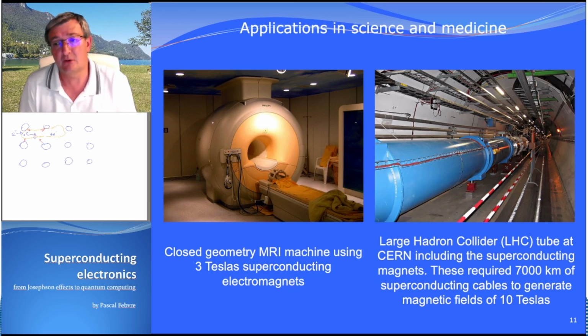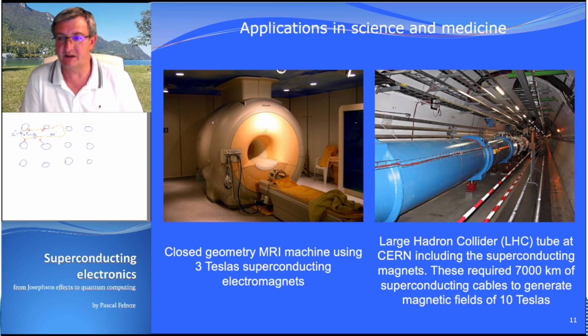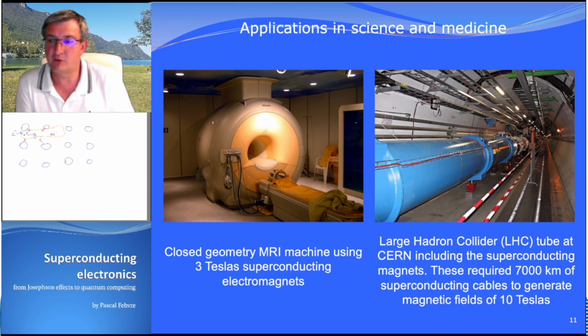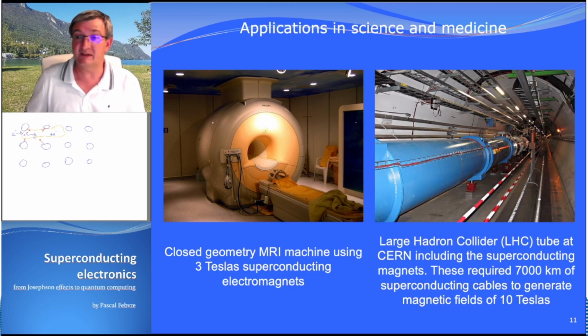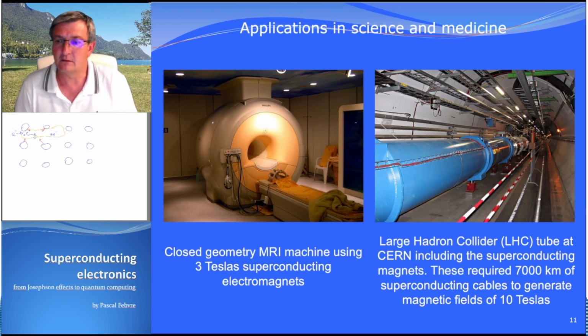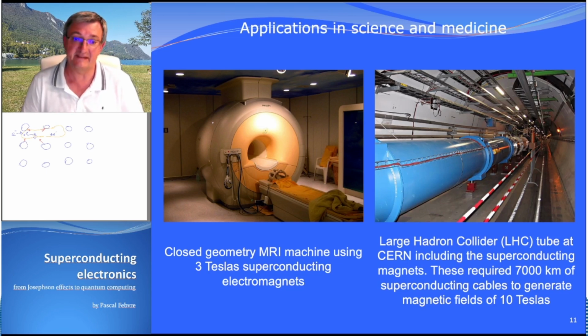Another application is more related to science, and the Large Hadron Collider at CERN, close to Geneva, uses superconducting magnets, which are needed for this loop to concentrate the particles during their travel in this collider, and they required 7,000 kilometers of cables to generate a magnetic field of up to 10 Tesla. So it was really a big project, which is currently still working at CERN.